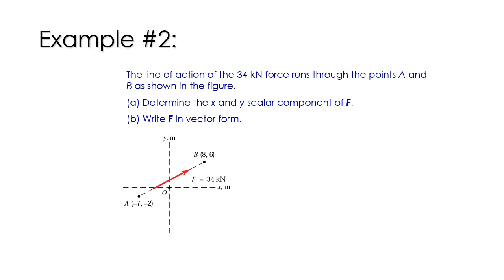So in example number 2, we have the line of action of a 34 kilonewton force that runs through points A and B as shown in the figure. So we are asked to determine the x and y scalar components of our force F. Then write the force F in vector form. So for letter A, we need to get the coordinates.